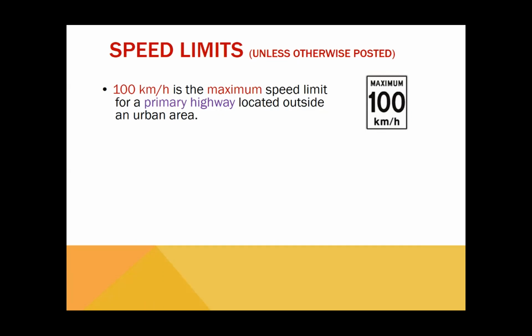Even if you're on a primary highway outside of the city, because it's a rural area, maybe there could be a lot of wildlife, they can actually drop that down to 80. So you can't always default to 100, but just in case you don't see that sign, just know that generally primary highways outside of urban centers are usually around 100 kilometers an hour, unless the sign says otherwise.